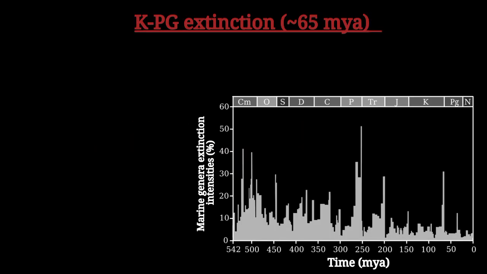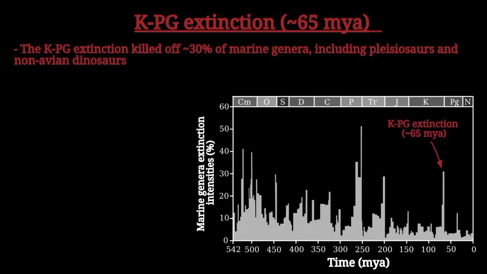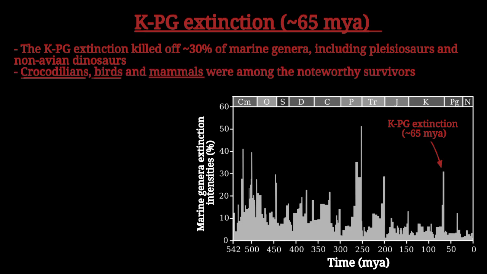With producers compromised, many niches on higher trophic levels became untenable. The resulting KPG extinction killed off some 30% of marine genera, including plesiosaurs. On land, ceratopsians and sauropods were among the first to go. In time, all non-avian dinosaurs fell victim to extinction. Like all major extinction events, the KPG extinction had its fair share of survivors. The most notable are birds, crocodilians, and true mammals.